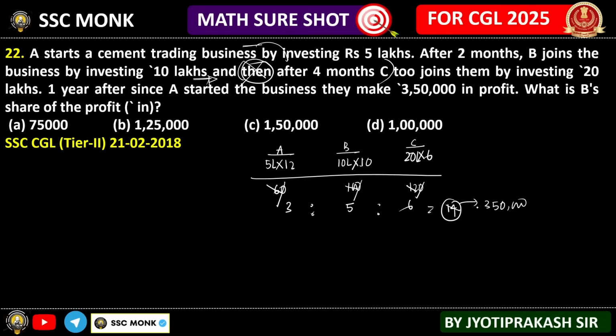Now this 14 parts is equal to what? 3,50,000. 14 2s are 28, 70, 14 5s are 70, 000. So each part is equal to 25,000. Now how much is B's part? 5 parts. So 5 into 25,000 is equal to 1,25,000. That is answer B. Clear? Next.